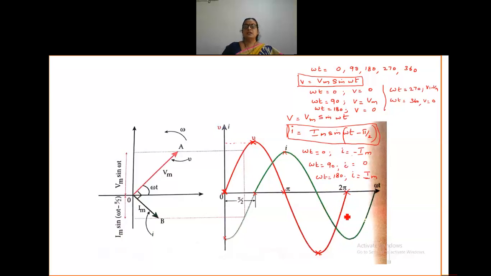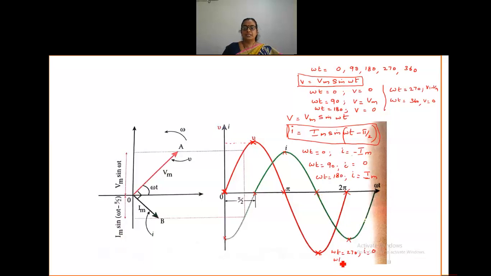Similarly, for the next angles, omega t is equal to 270 and omega t is equal to 360, you keep on substituting. This is how you will mark the points for the current. So omega t is equal to 270: 270 minus 90 is 180. Sin 180 is 0. Im into 0 is 0. So I is equal to 0. For 270 degrees, the current value is 0. This is the fourth point.